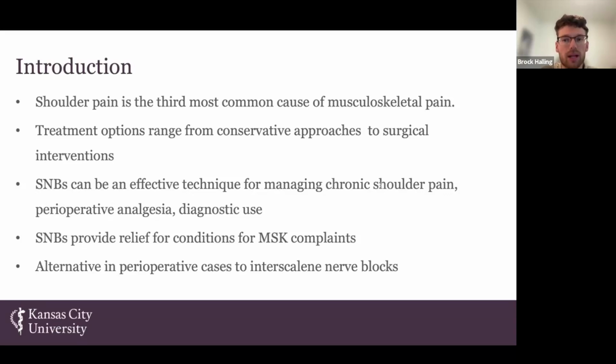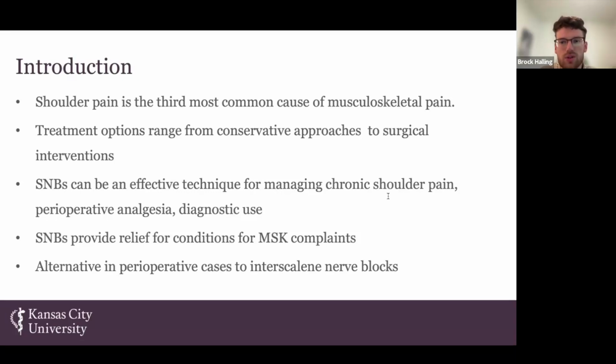Shoulder pain is a common complaint, and the causes of the pain include osteoarthritis, rotator cuff tears, labral injuries, as well as a lot of other minor aches and pains when you get older. Treatment options range from conservative approaches such as physical therapy, anti-inflammatory medications, and steroid injections to surgical interventions such as shoulder arthroplasty and superior transverse scapular ligament release.